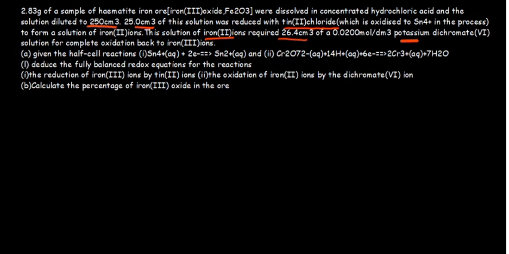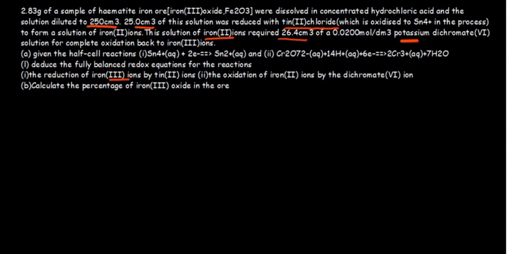The first one says, given the half cell reactions, deduce the fully balanced redox equations for the reactions. The second part says reduction of iron 3 ions by tin. So these are the equations that we should deduce for the reduction as well as the oxidation of iron 2 ions. Then the last question requires us to calculate the percentage of iron 3 oxide in the ore.